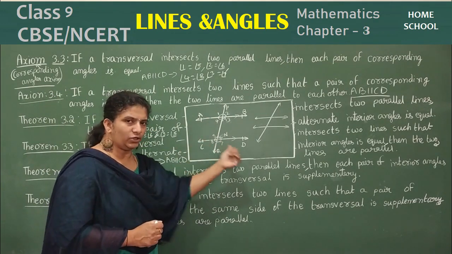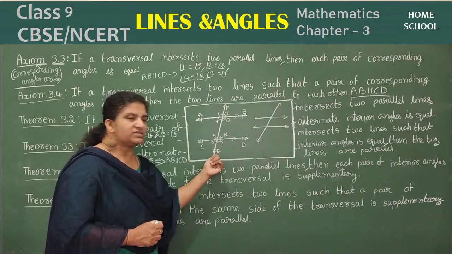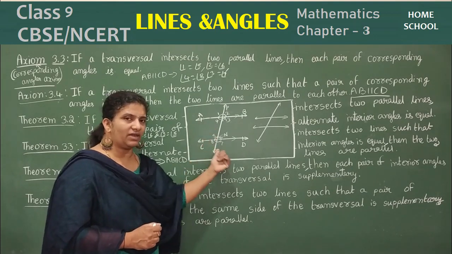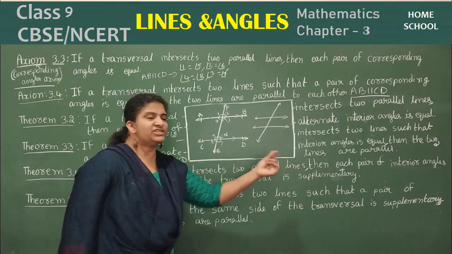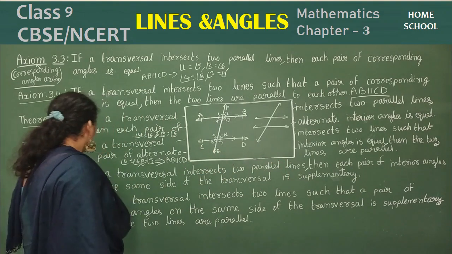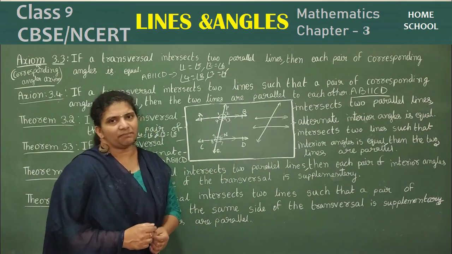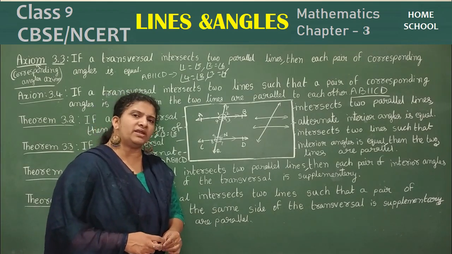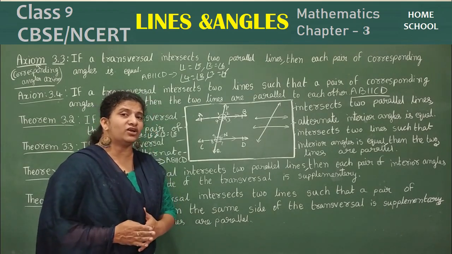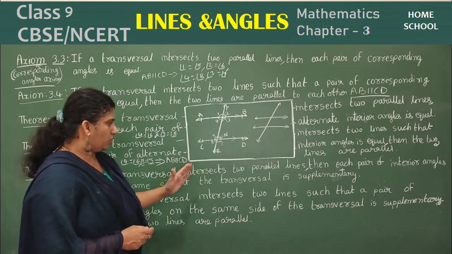Okay, AB and CD are two parallel lines. PQ is a transversal intersecting AB and CD. Then each pair of interior angles on the same side of a transversal is supplementary. What do you mean by supplementary? The sum of the angles is equal to 180 degrees.